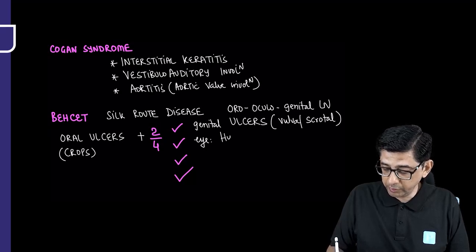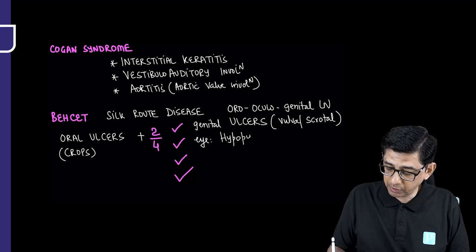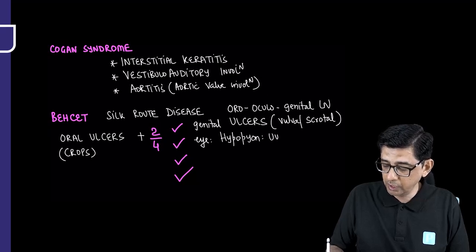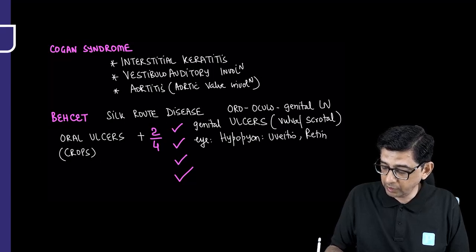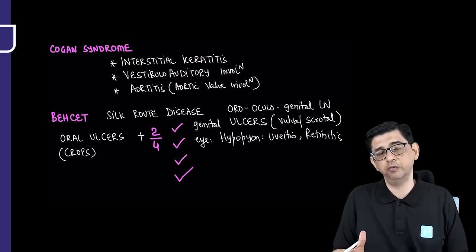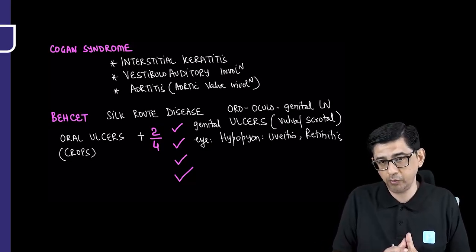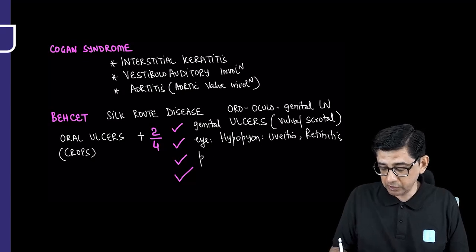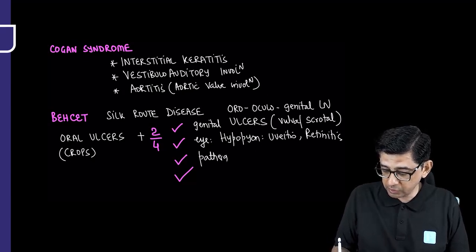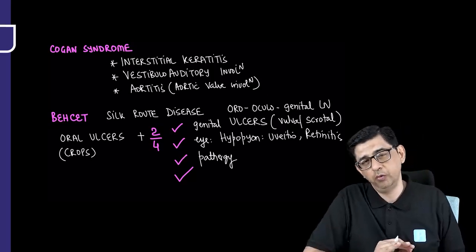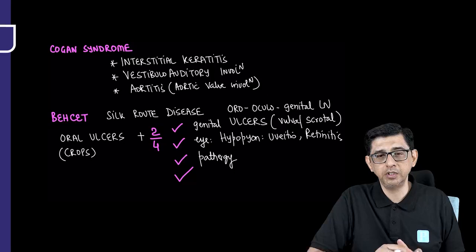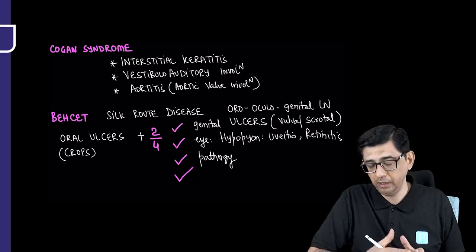The eye involvement will usually be described as hypopyon, that is pus in the anterior chamber of the eye. So there could be red eye, there could be uveitis, and the bad news is even retinitis could be present, that is posterior uveitis, and retinitis can be found in these patients. The next feature, which is of importance and diagnostic, is called the pathergy phenomenon. Now, what you need to understand is that the pathergy phenomenon is a type 4 hypersensitivity reaction.